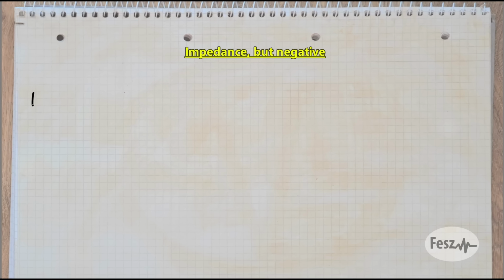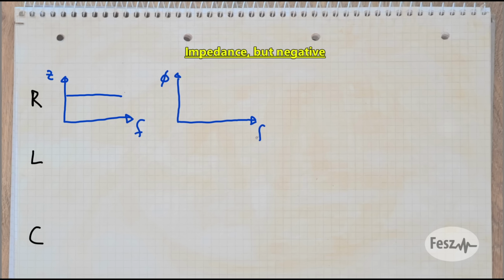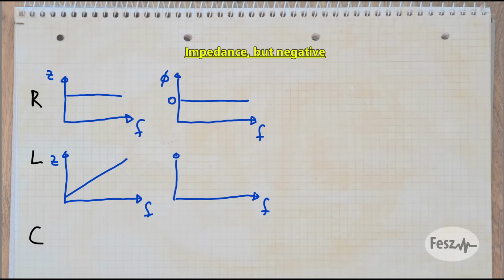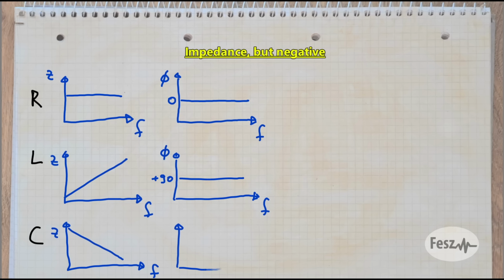The classical components. The resistor, inductor, and capacitor have the following frequency-based impedance behaviors. The resistor has a constant impedance and 0 degrees of phase shift. The inductor has an ever-increasing impedance and a plus 90 degrees of phase shift. And finally, the capacitor has an ever-decreasing impedance and minus 90 degrees of phase shift.